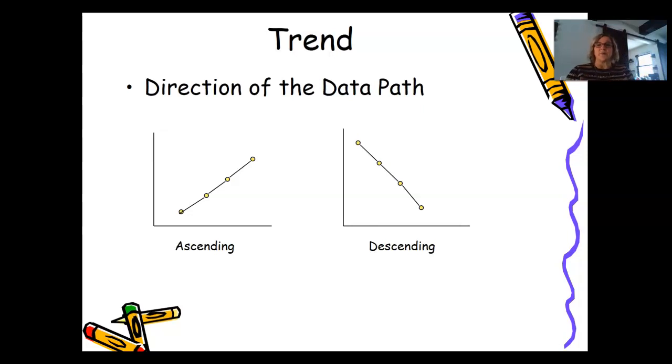And the trend is simply the direction that the data path is following. Okay, and we typically see one of two patterns, an ascending or descending trend. Increasing trend, decreasing trend. Sometimes you'll see a flat line, but not often. So when you're talking about the data, you can talk about the variability as well as the trend within that phase of the study.